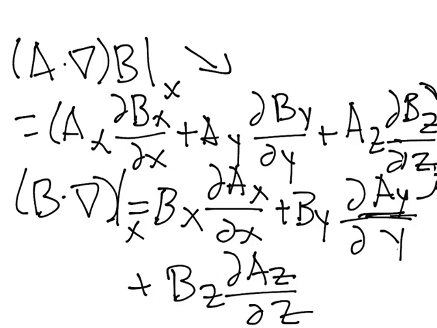A dot grad times b. Oh, I'm an idiot. Okay, these are all x's. These should be x's. That's why I'm confused. It's in my notes too. Those are x's, this is an x, and this is an x. Okay? I don't care what anyone says, those are actually supposed to be x's.